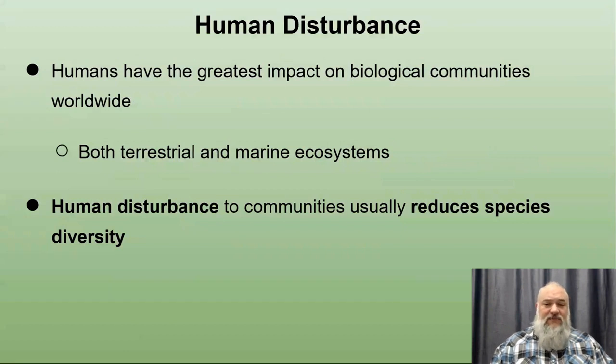Humans have the greatest impact on biological communities worldwide at this point, in both terrestrial and marine ecosystems. We clear cut forests, we plow up prairies, we dredge the ocean floor. So where we have human disturbance, it's usually pretty big, and it's generally going to reduce species diversity. Where humans show up, species diversity drops.